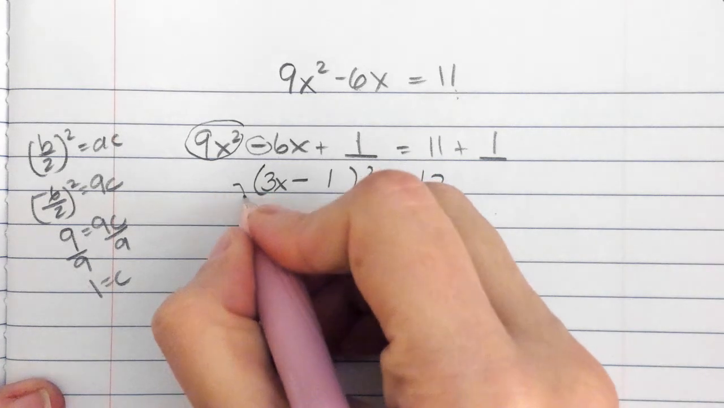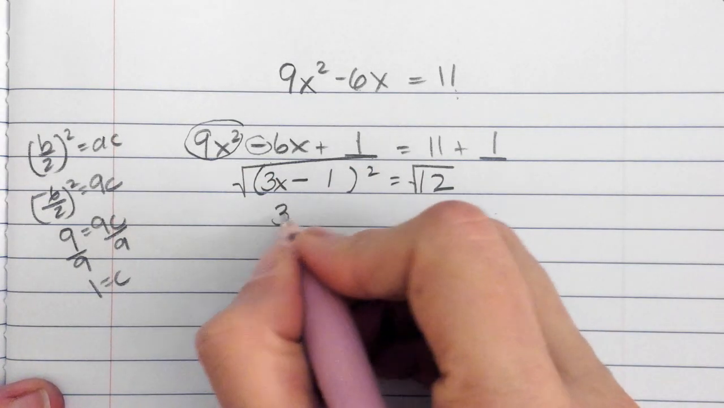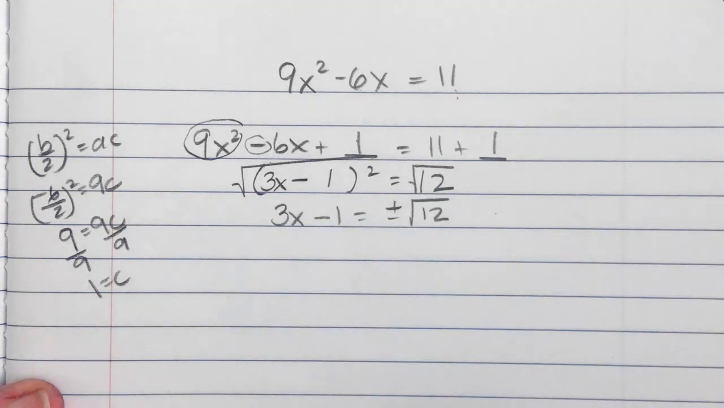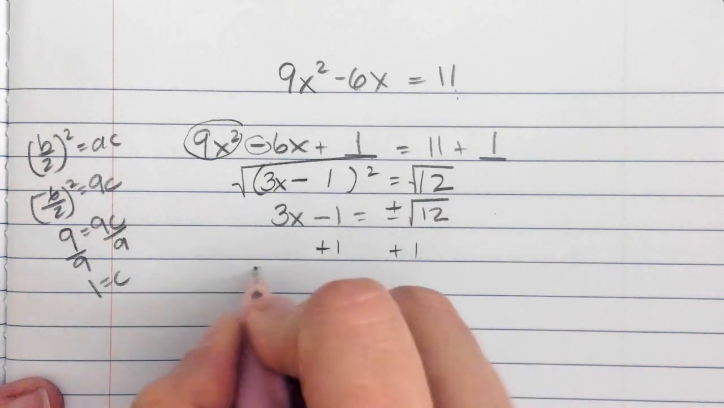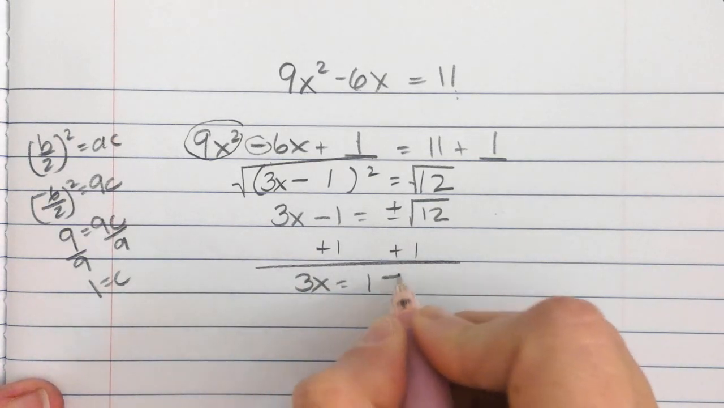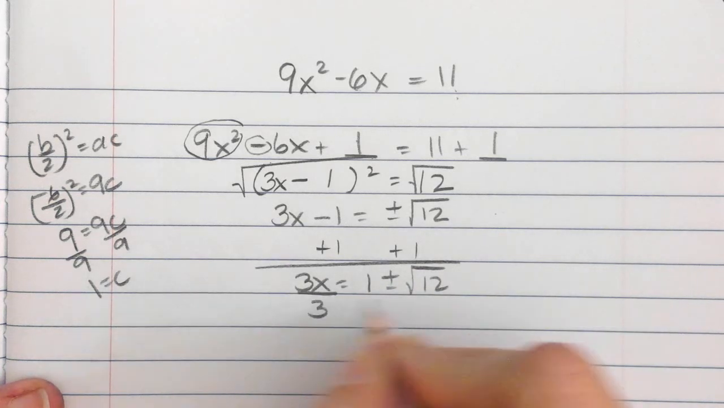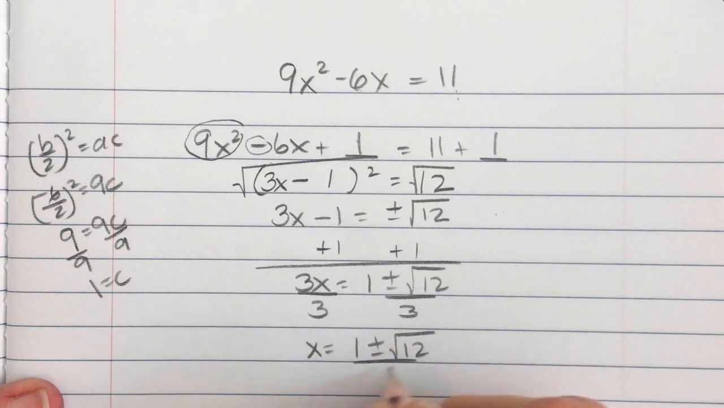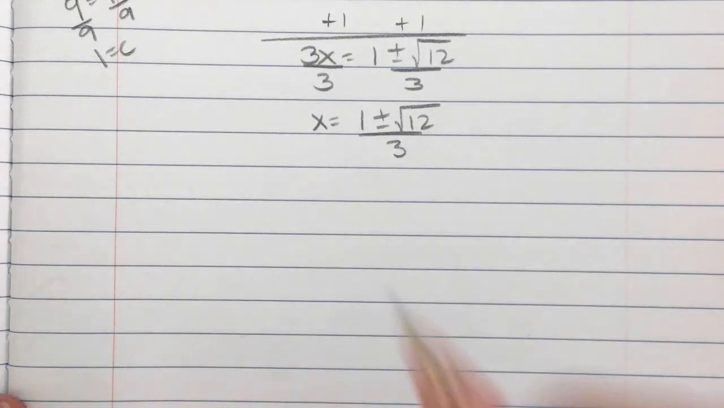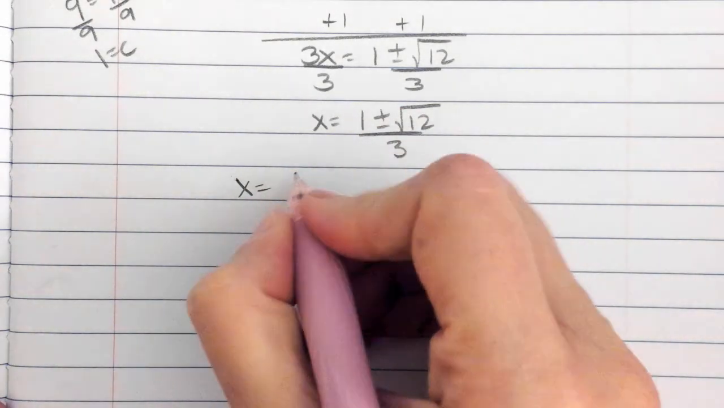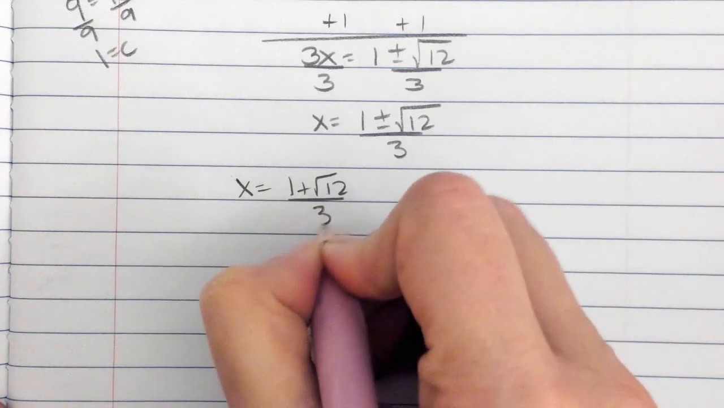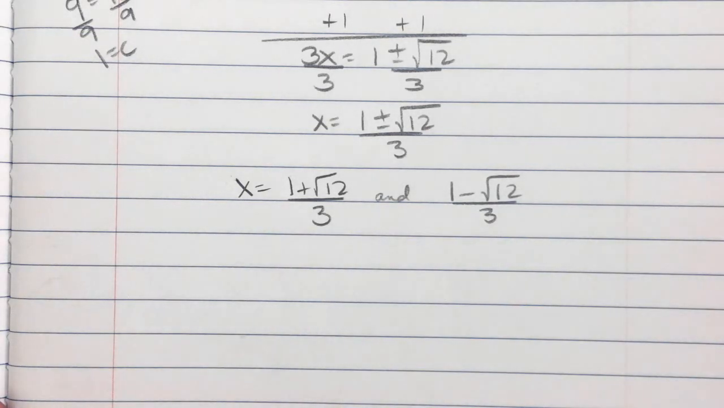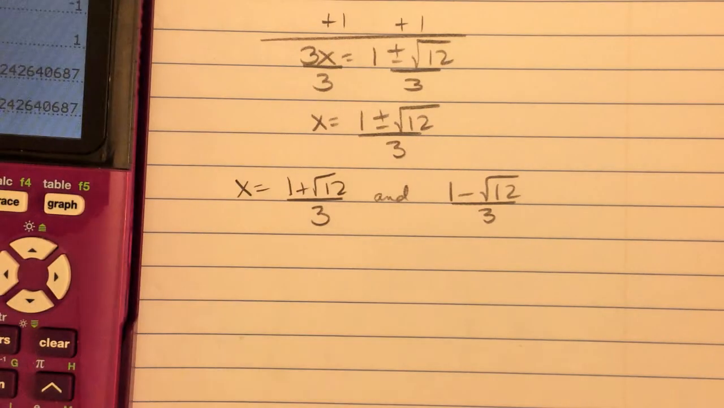Okay? So when I take the square root of both sides, I have 3x minus 1 equals plus or minus the square root of 12. I add 1 to both sides. I have 3x equals 1 plus or minus the square root of 12. I divide both sides by 3. I get x equals 1 plus or minus the square root of 12 over 3. That's the first way I might see it. I might also see 1 plus the square root of 12 over 3 and 1 minus the square root of 12 over 3. And then I might see whatever those are put into my calculator.